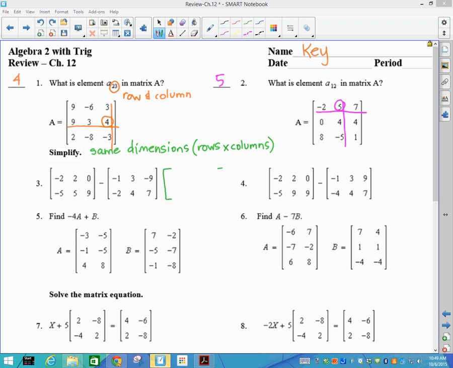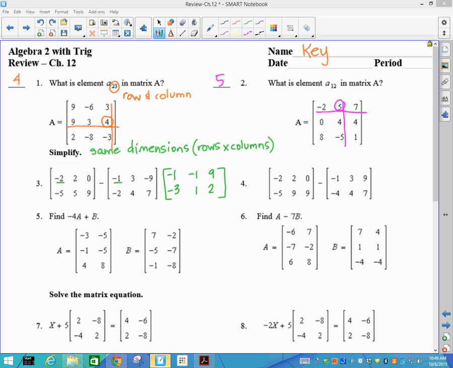When I look at this problem, first row, first column, negative 2 minus negative 1 is negative 1. 2 minus 3 is negative 1. 0 minus negative 9 is positive 9. Negative 5 minus negative 2 is like negative 5 plus 2, so that's negative 3. 5 minus 4 is 1, and 9 minus 7 is 2.